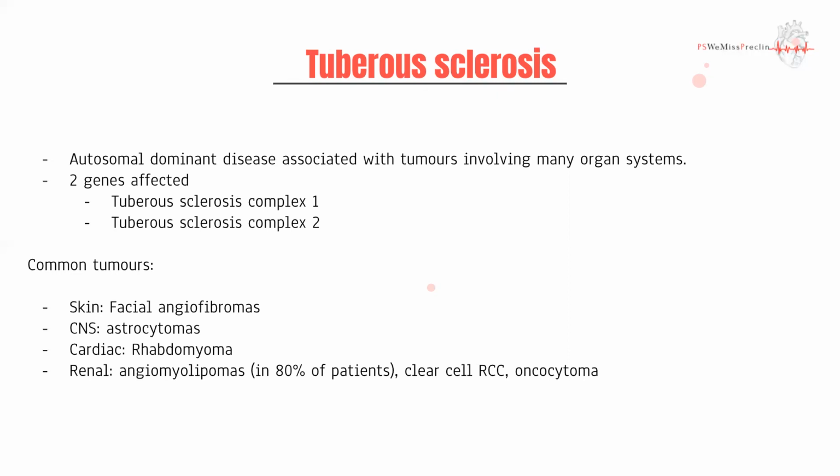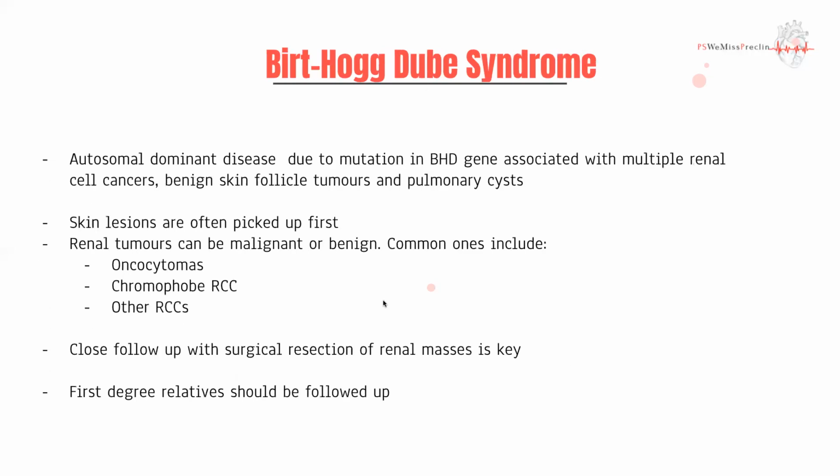Additionally, you can also have RCCs and oncocytomas. As I said, clear cell carcinomas, most common and worst prognosis RCC to have. And then the oncocytomas are the benign lesions that are often present with the central stellate scar in 1/3 of patients. Next, we have Birt-Hogg-Dubé syndrome.